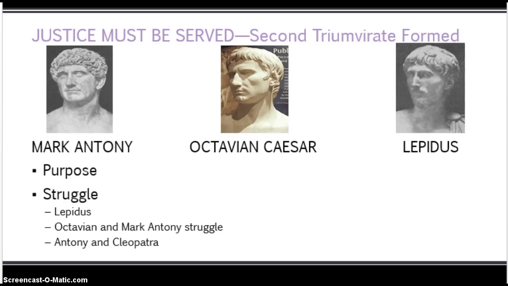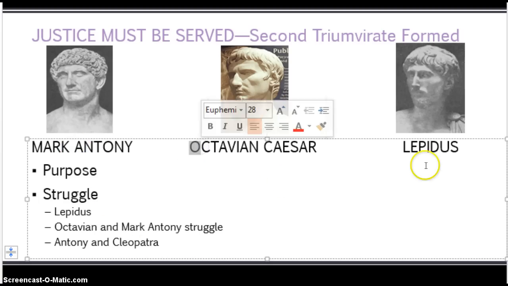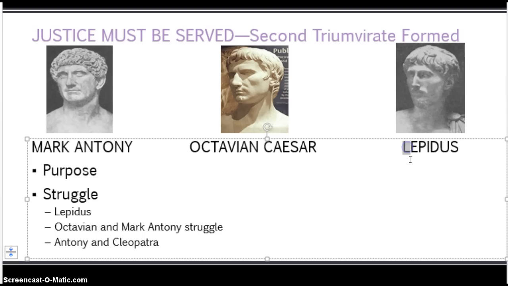The way to remember the Second Triumvirate is A, O, L. The purpose of the triumvirate, again, was to punish those responsible. Lepidus is kind of just cast aside. He's not really that important. But Octavian and Mark Antony will fight one another.